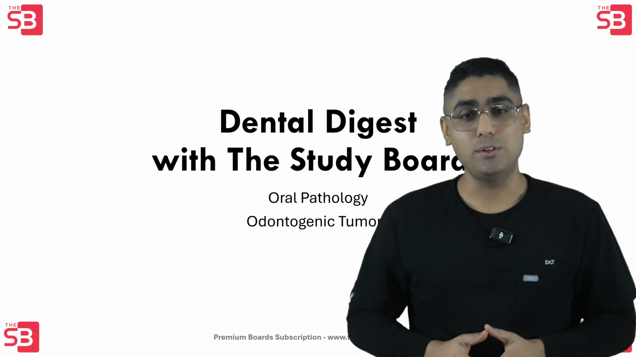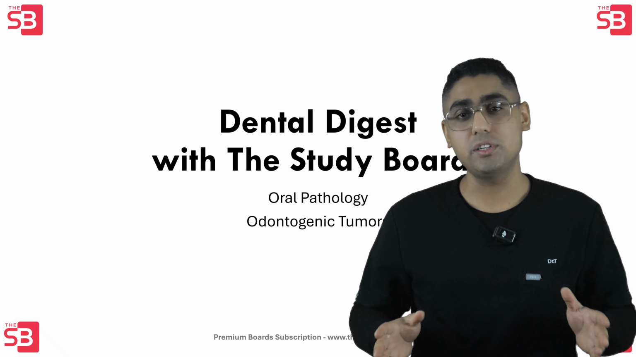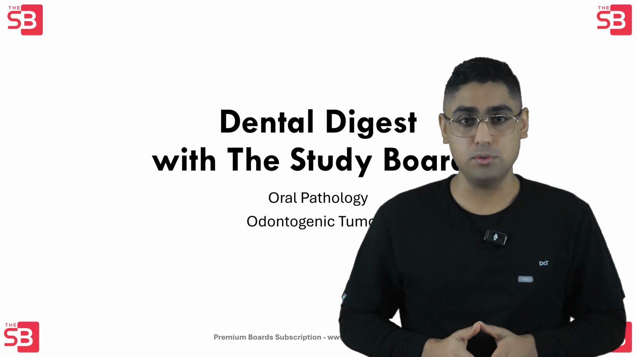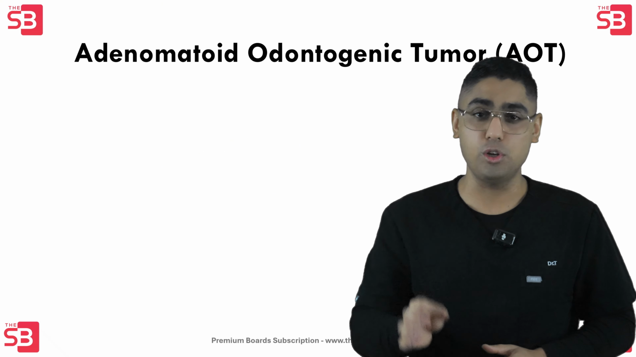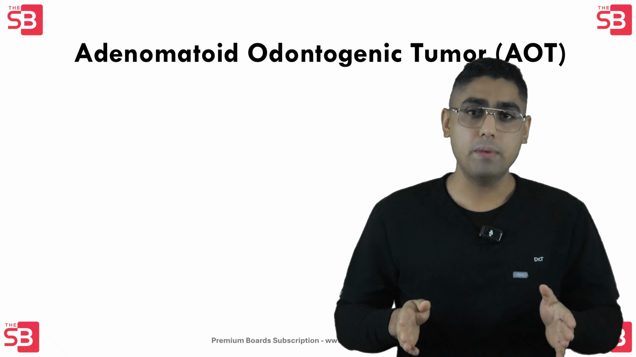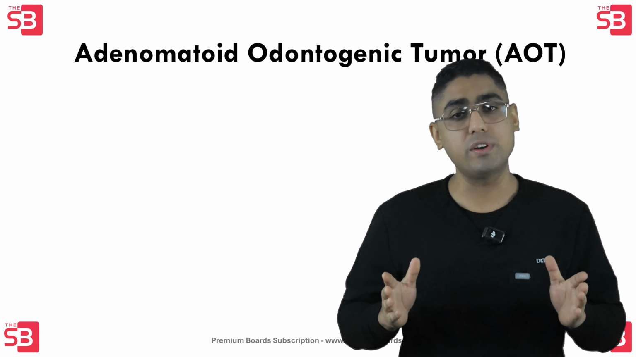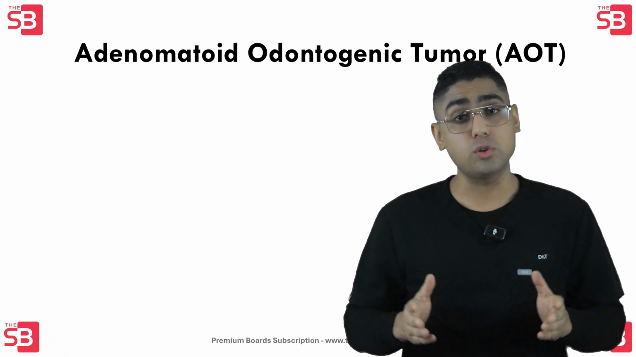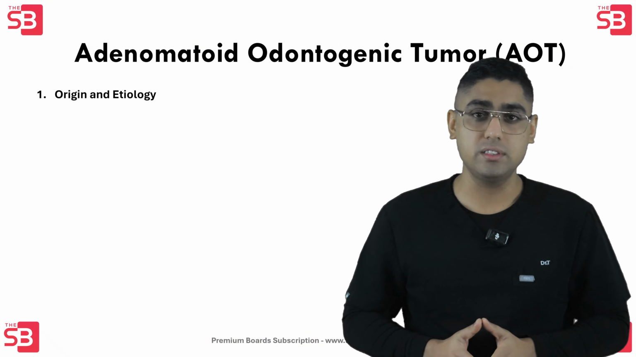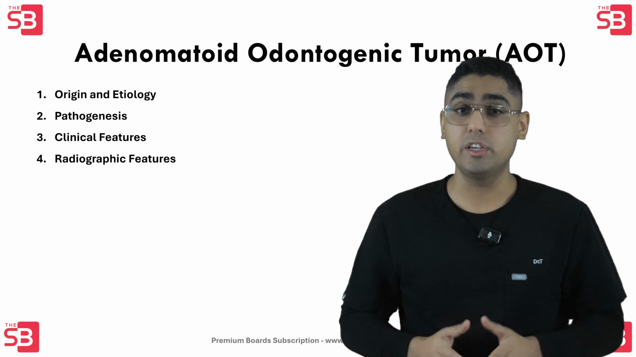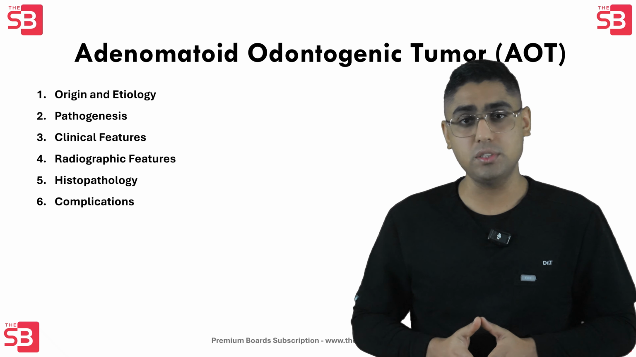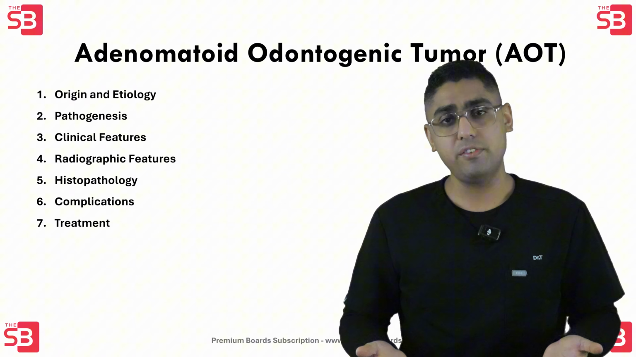I'm Dr. Trehan, and today we are continuing our series on odontogenic tumors in oral pathology. And in this episode, we are going to specifically focus on Adenomatoid Odontogenic Tumor, that is AOT. Now the roadmap for this session is that we are going to go over the basics of AOT, starting with its origin and etiology, then pathogenesis, then we'll move on to clinical and radiographical features. After that, we'll review the histopathology, some possible complications, treatment options, and then differential diagnosis.